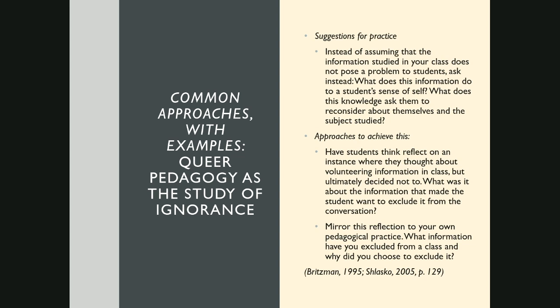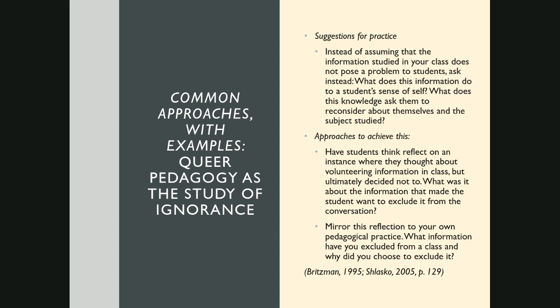What queer theory tends to argue is that it's important to understand what people, or your students in this case, already know by determining what they're resistant to knowing. So you can understand what they already know by seeing what they're resistant to incorporate into their knowledge. Some suggestions for practice here: the first one is that instead of assuming that the information studied in your class doesn't pose a problem to students, you might want to ask instead, what does this information do to a student's sense of self? And what does this knowledge ask them to reconsider about themselves and the subject studied?